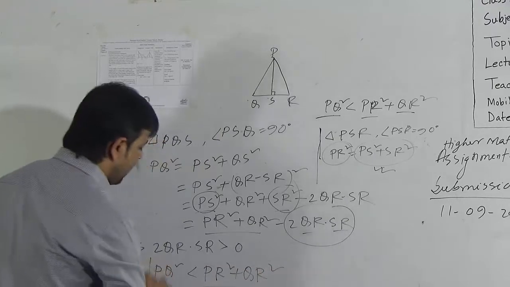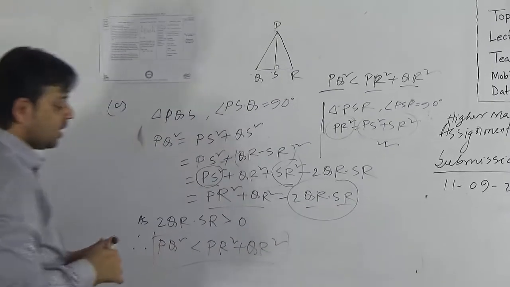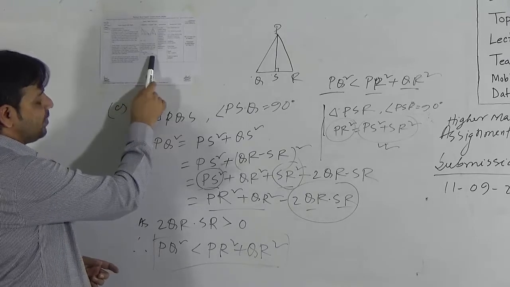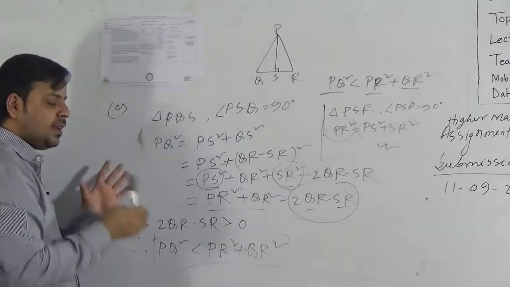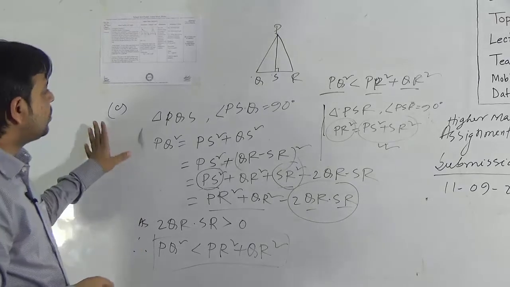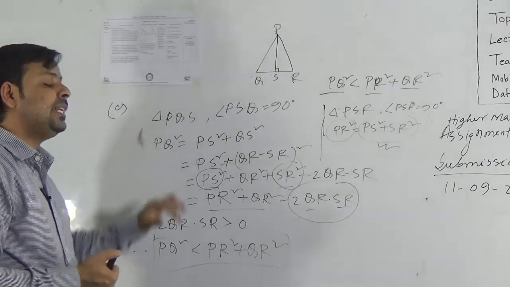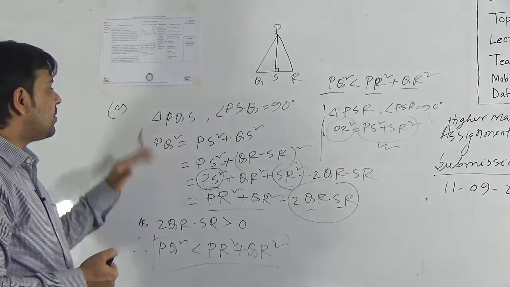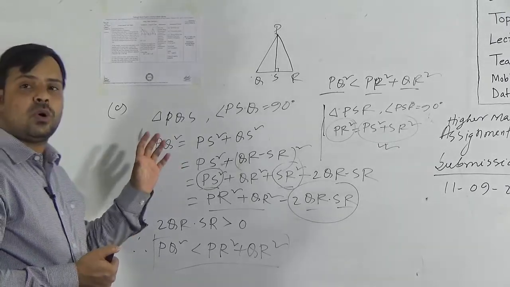Okay dear students, so I think the proof is done here. If you notice here, PQ square is less than PR square plus QR square. So I hope you have understood how you can solve question C. You will arrange the solution yourself and you will write using your own language.